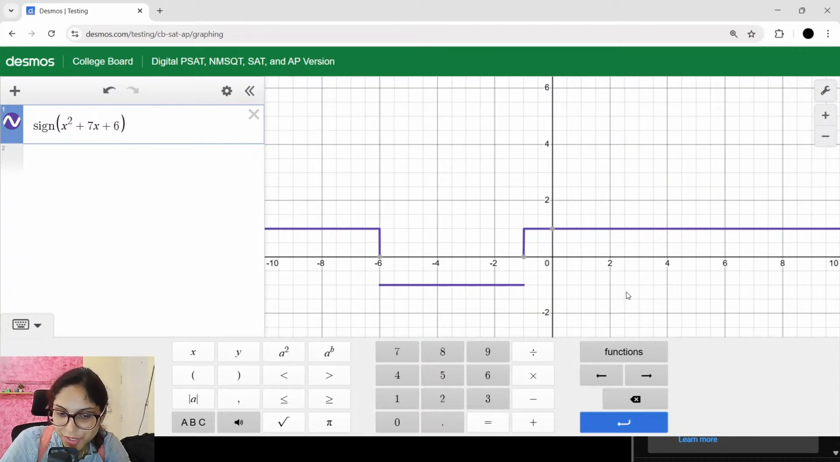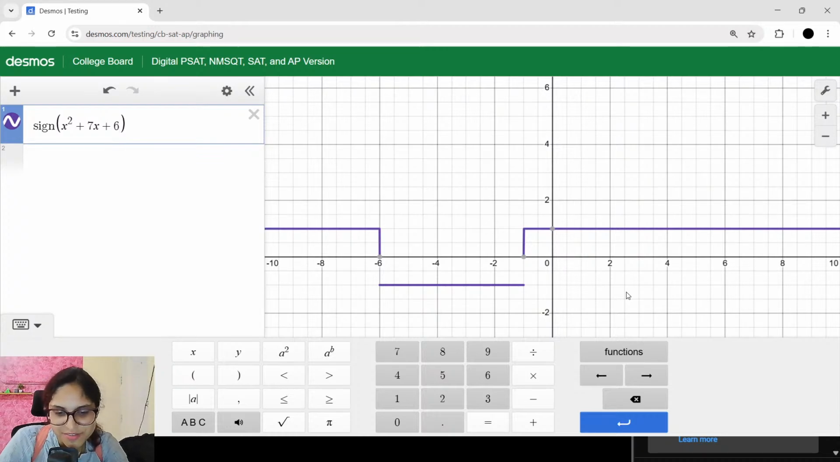This is very useful for AP pre-calc students. If you're doing polynomial inequalities or rational inequalities, you need the sign chart for those. You can directly do it if it's a calculator question. If it's not, then you'll have to do it manually. And for SAT students, this type of question never comes. But yes, if such a question comes, you can figure out where it's positive, where it's negative. For positive, it will give you 1. For negative, it will give you negative 1.